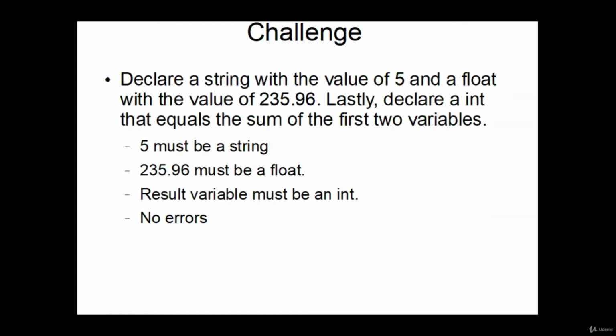Now for a challenge. I want you guys to declare a string with the value of 5 and a float with the value of 235.96. Lastly, declare an integer that equals the sum of the first two variables. So 5 must be a string, 235.96 must be a float, and the results variable must be an integer. And of course, your program can have no errors. So go ahead and pause the video, give that a try, and I'll have the solution in the next video.